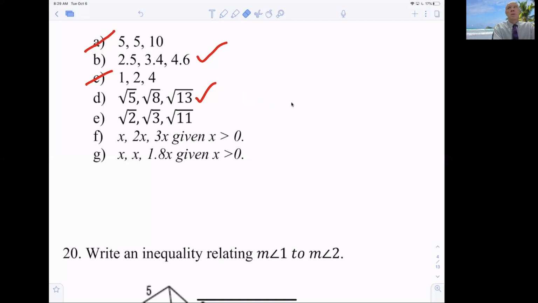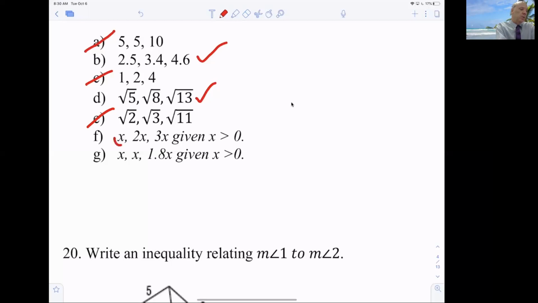Can't just look at it. What is the square root of 11? 3.31. Yeah, 3.31. And what's the square root of 2 plus square root of 3? 3.15. Yeah, see how close that is? Right, so is that yes or no, guys? That's really, really close. What about F? Definitely.